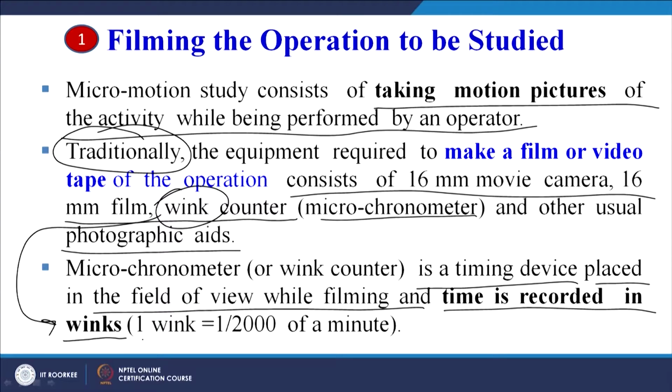Now one wink is equal to 1/2000 of a minute. Because micro motion is kind of a ballistic movement, done in a very short interval of time, the units for time cannot be minutes or hours, or to that matter seconds, it has to be milliseconds or microseconds. So accordingly we are using another term called winks, and one wink is equal to 1/2000 of a minute. So first is filming.